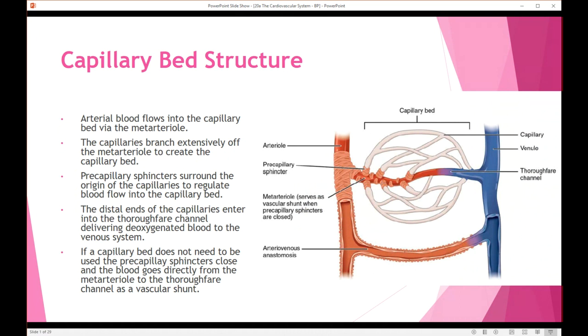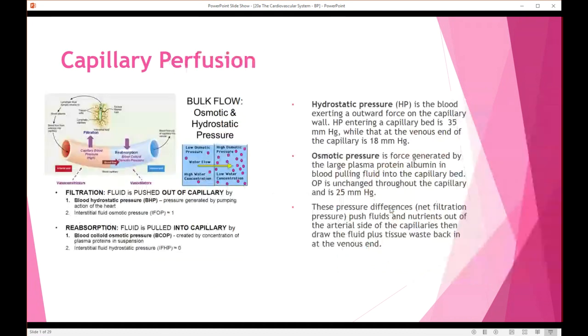If we wanted to just have the blood flow through the meta-arteriole and skip the capillary bed, we could do that. Like when we're cold, for instance, we do this. The distal ends of the capillary are going to enter into the thoroughfare channel right here, and that delivers the deoxygenated blood into the venous system. So the capillary bed does not need to use those pre-capillary sphincters to close the blood. It can go directly here, directly from that meta-arteriole into the thoroughfare channel. So it doesn't, again, have to pass through the capillary bed.